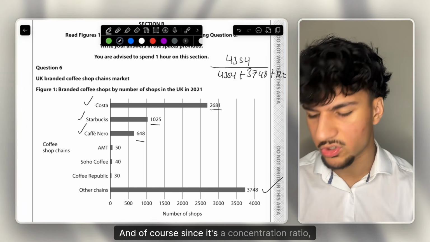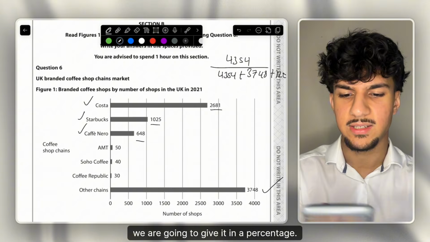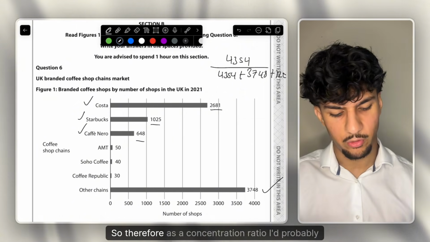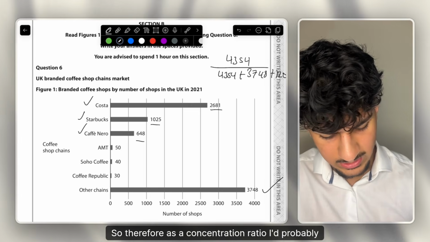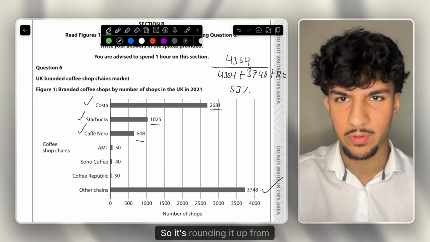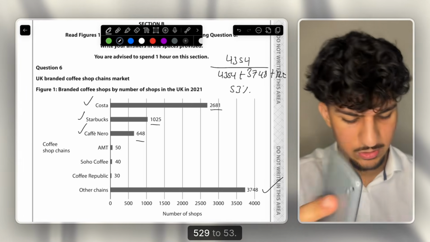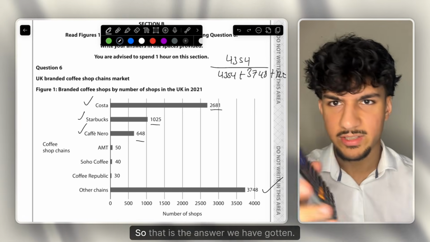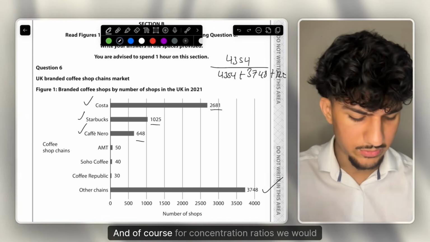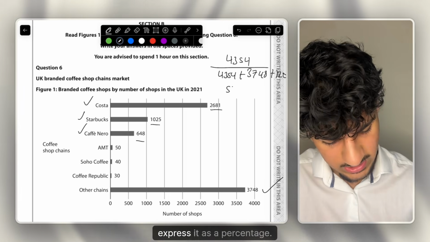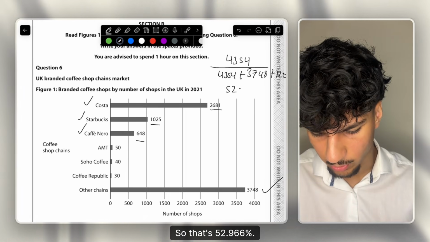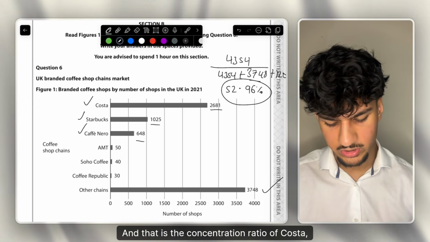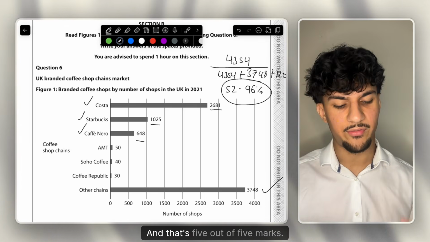And of course, since it's a concentration ratio, we are going to give it as a percentage. That is what the number says, 0.52, so as a concentration ratio, I'd probably say it's 53%, just rounding it up from 52.9 to 53. So they have a 53% concentration ratio. That is the answer we have gotten, and for concentration ratios we would express it as a percentage, so that's 52.96%, and that is the concentration ratio of Costa, Starbucks and Cafe Nero, and that's 5 out of 5 marks.